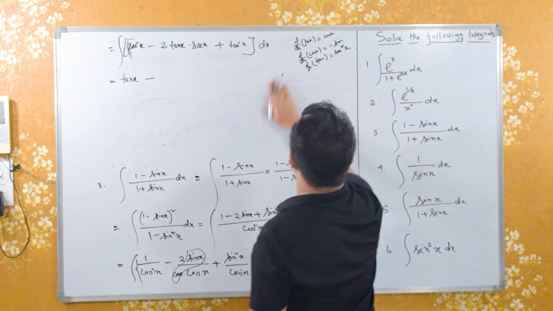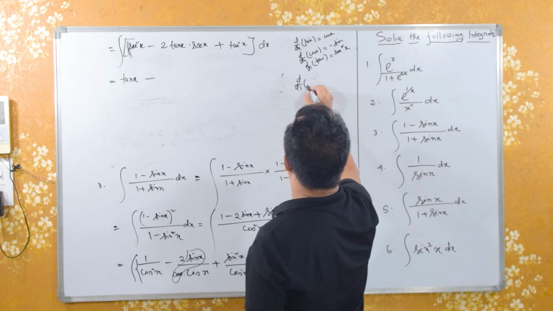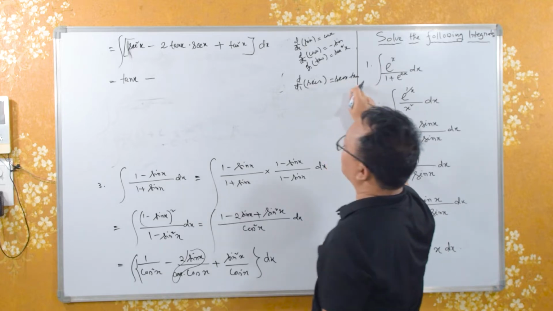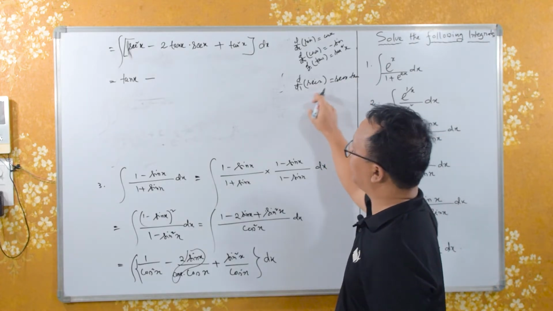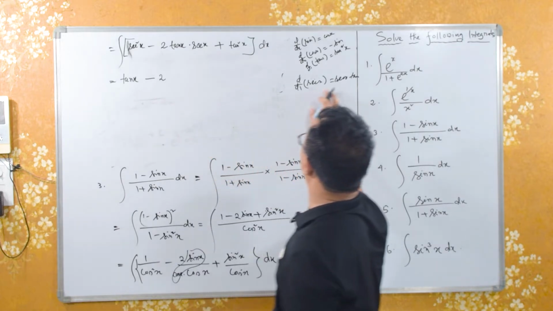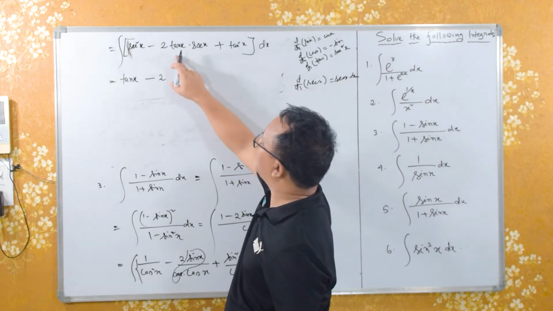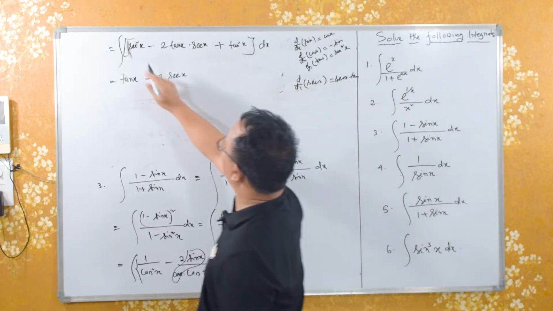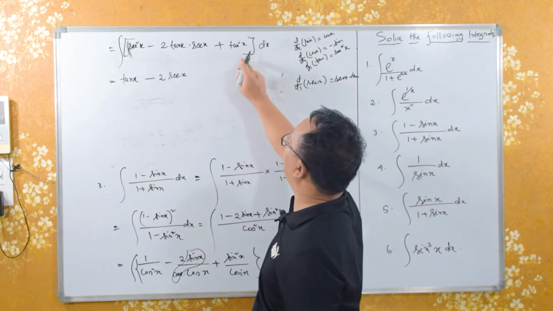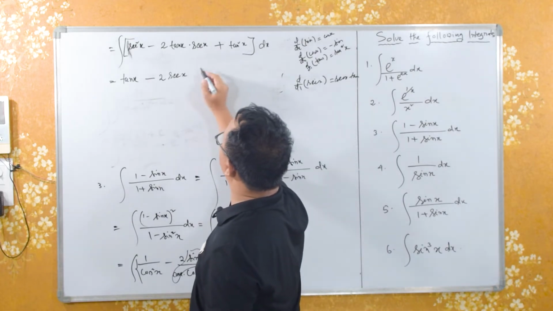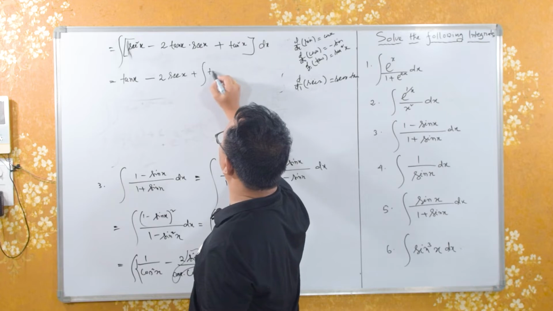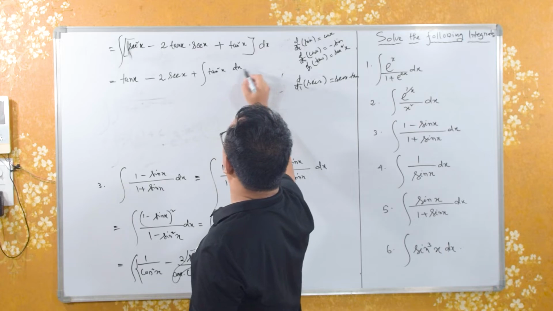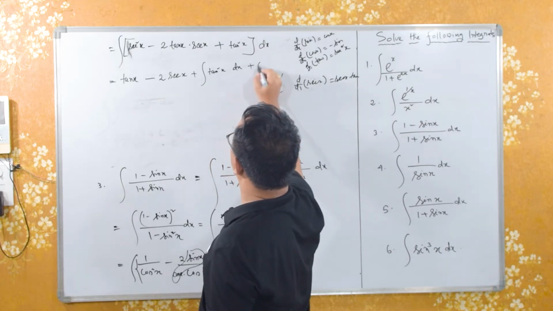Here we have d by dx of sec x is sec x into tan x. Now if you integrate this, then you will get sec x. This is the same as 2 times integral of tan x into sec x, which is sec x. But up to here integration is over. Here we don't have tan square, so just write still integral of tan square x dx. Here you can say some plus constant c.